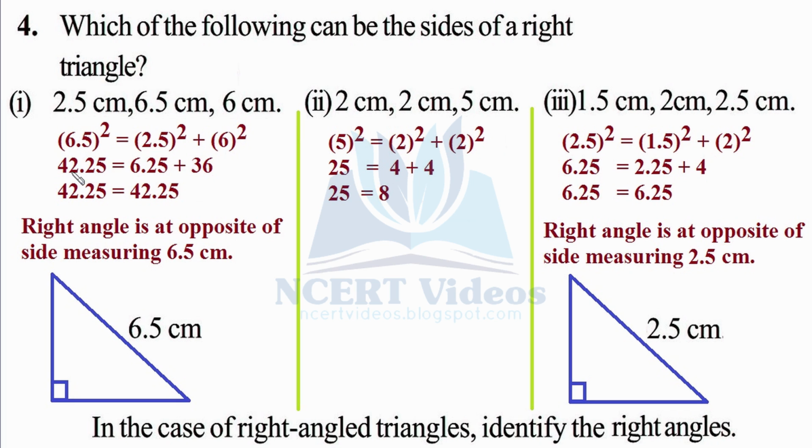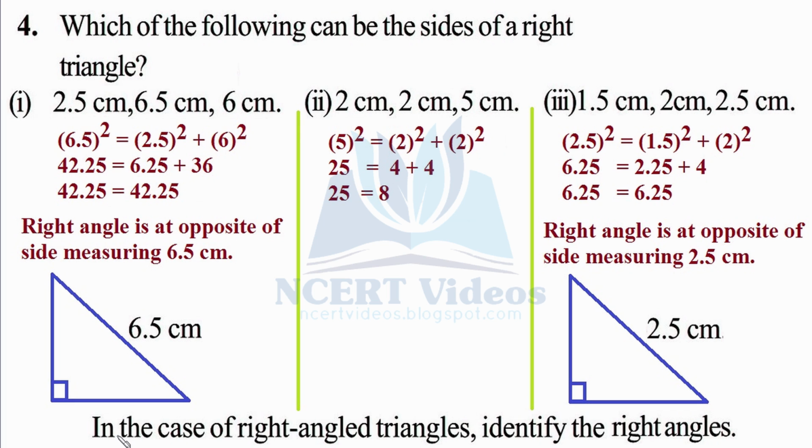And we had 6.5 into 6.5, therefore we have to place decimal after 2 places. So 42.25. Now here again, the fastest way, 3 into 2, 6, fix 25 to it, plus 6 6s are 36. Add them up, you get 42.25. Well, yes, this is true. Left hand side equals right hand side. These measurements will make right angle triangle because left hand side equals right hand side.